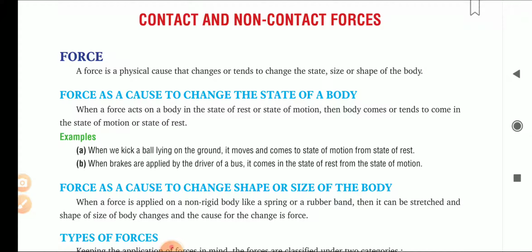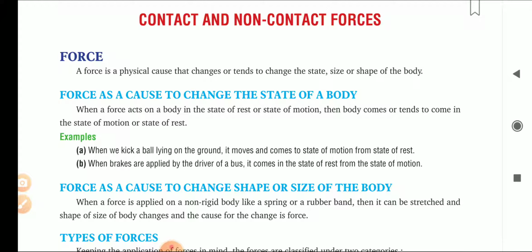As you can see on the screen, contact and non-contact forces. So what are contact forces? As the name suggests, that is the dictionary meaning of contact and non-contact, you know very well that contact means something which is in contact, non-contact means something which is not in contact. So what does this mean technically? Contact forces are those forces which are applied by physically contacting the object.